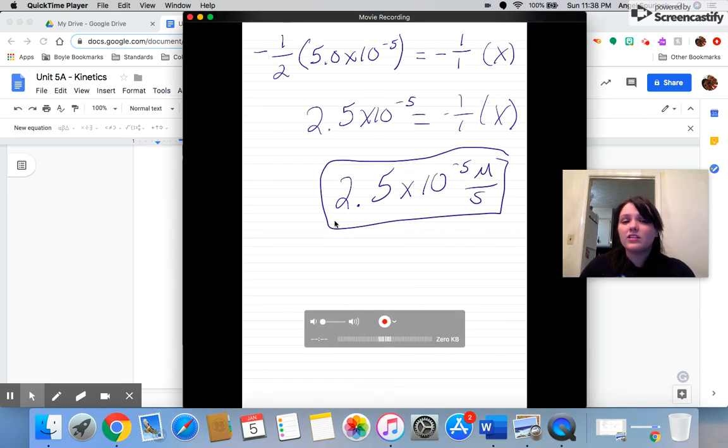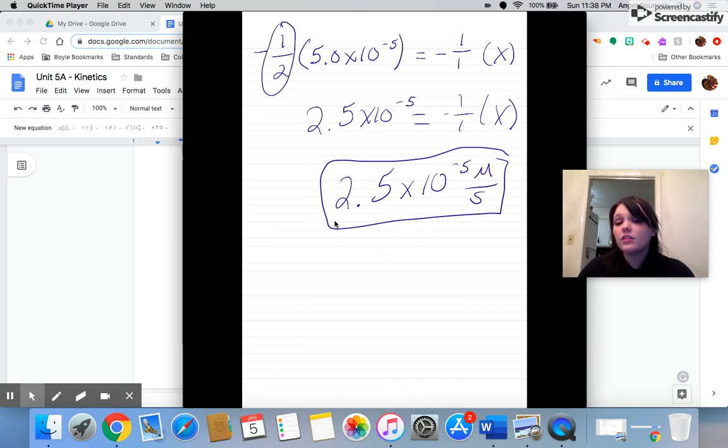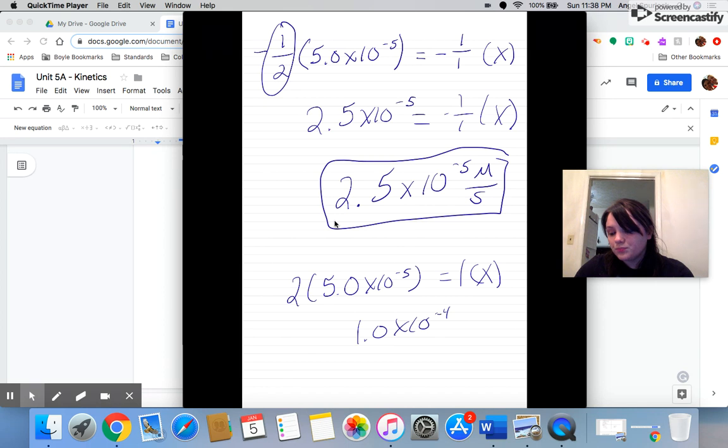They did not turn these into fractions. They kept them as the stoichiometric coefficients. So you've got 2 times 5.0 times 10 to the negative fifth is equal to 1 over x. And so they get 1.0 times 10 to the negative fourth. But, okay, that doesn't make sense, right? It is a 2-to-1 ratio, so why doesn't this work?